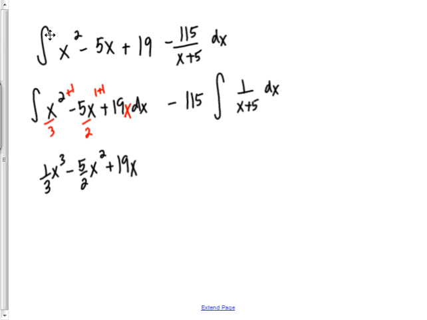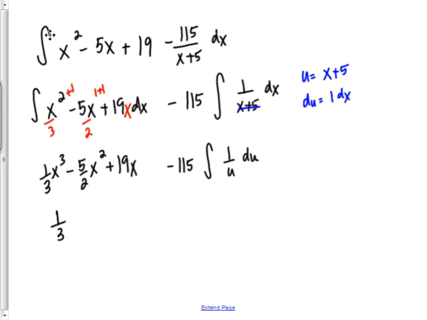Now this one, we're going to do a u substitution, but most of the time I don't when it's this case. Let u be the bottom, and du is going to be just 1 dx. And that's exactly what I have: the bottom as a u, and the top I have that 1 dx. So this is minus 115 integral of 1 over u du. Normally I do all of that part in my head.